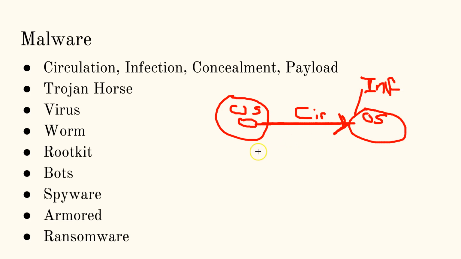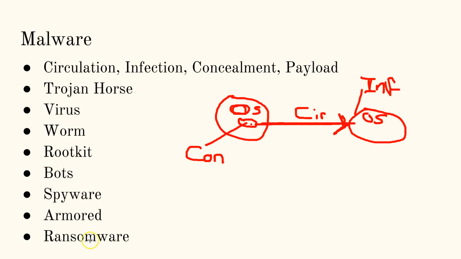Concealment deals with how, once we have a piece of malware installed in an operating system, we're going to conceal that malware within the operating system, so the user can't see it, or the operating system, or anti-malware software, right? And finally, payload. Payload deals with what kind of damage it is going to do.